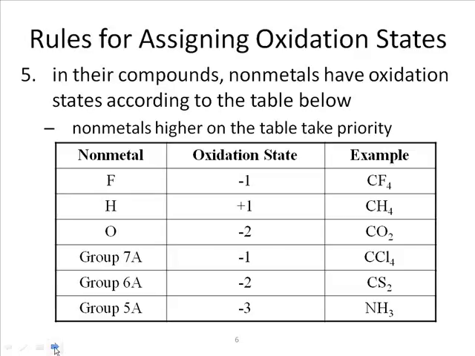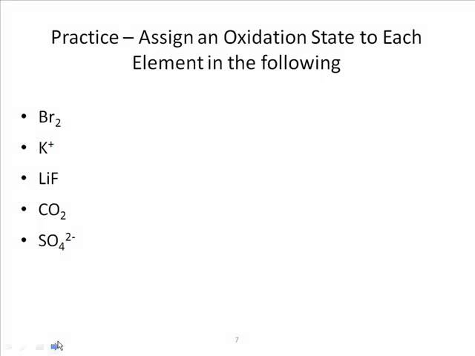So let's do a couple of practice problems. Let's assign oxidation states to each element in the following. In Br2, bromine is not combined with any other element, so according to Rule 1, it has an oxidation state of 0. According to Rule 2, for the potassium ion, we see that there's a plus charge, so it has a +1 oxidation state.